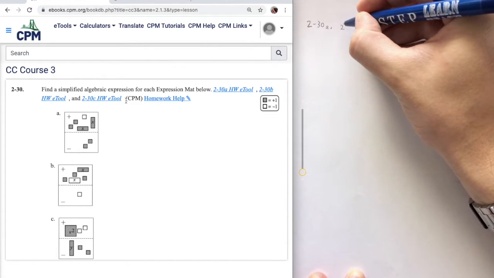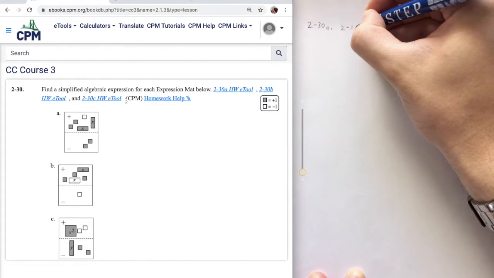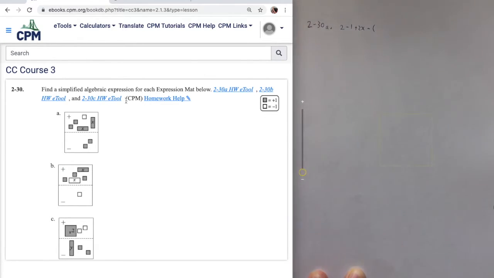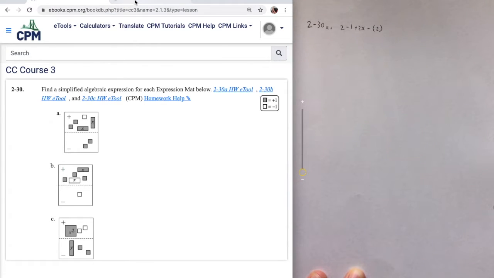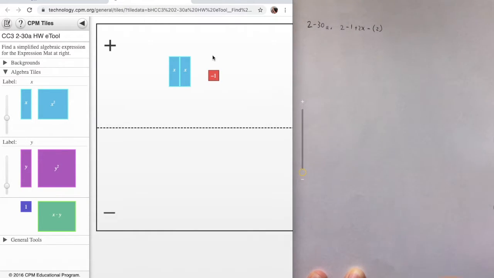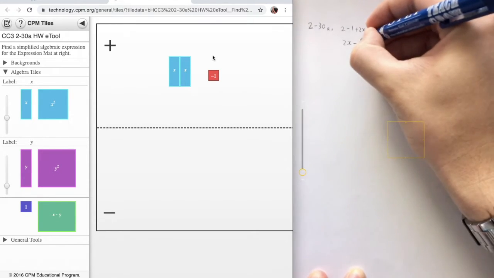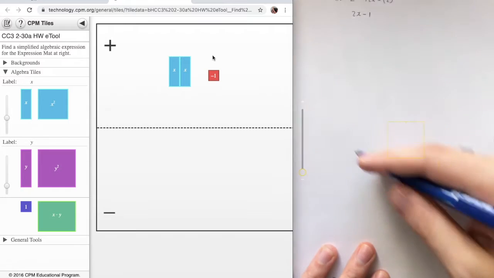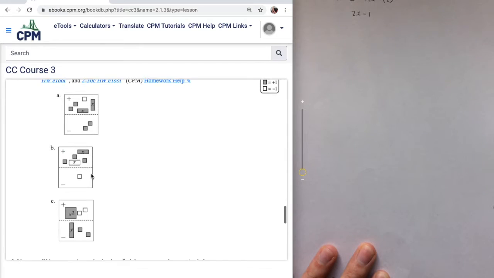So it's going to be 2 tiles, it's going to be minus 1 tile, it's going to be plus 2x, and then you're going to be subtracting these 2 tiles down here. And as we saw with the algebra tiles, that's going to simplify down to 2x minus 1 will be the simplified. So let's go back, close this, and try B now.